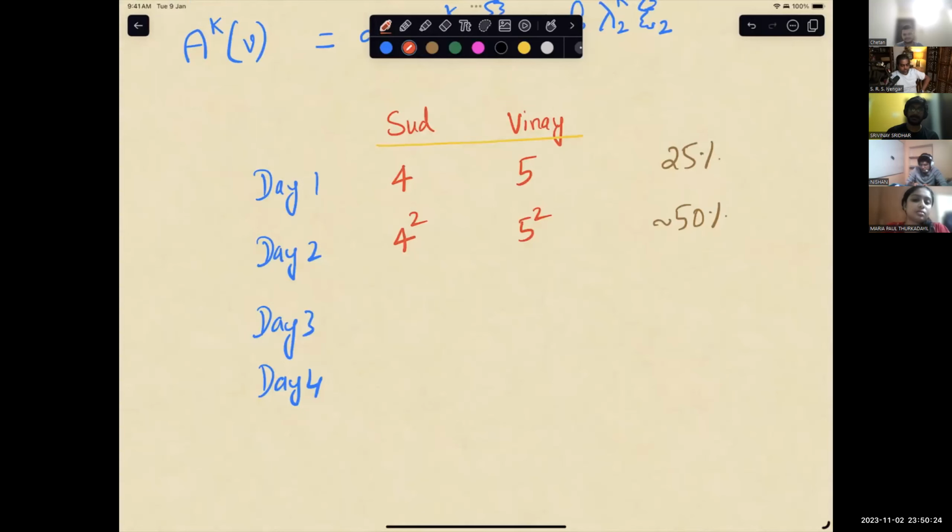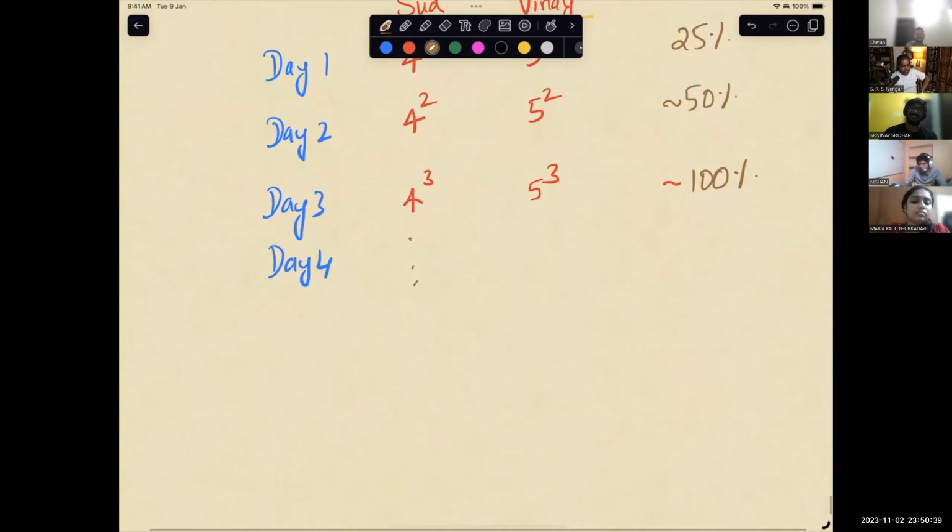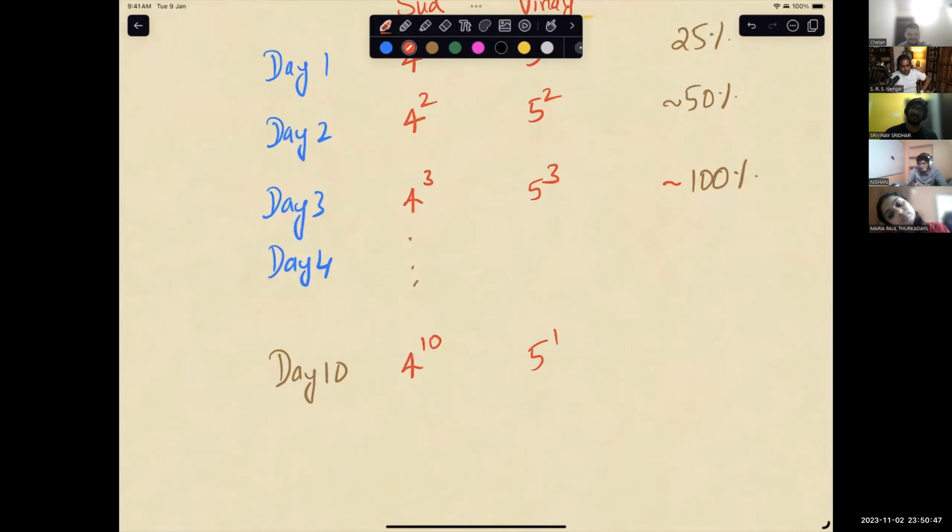What about 4 cube and 5 cube? 64 and 125. 100%, correct? You're 100% richer. Okay. Let's go up to day 10. How do I compute this? This is nothing else but my 5 by 4 to the power of 10 into 100, right?